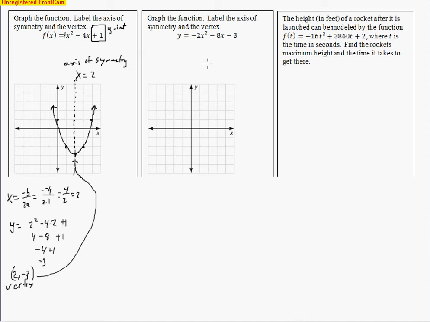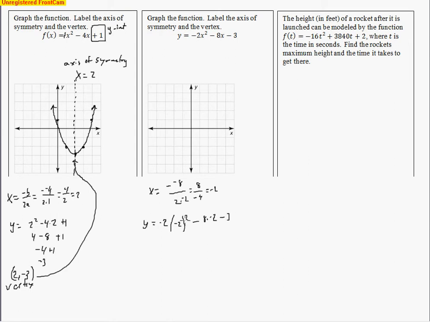So taking a look at the next one, I'll find the axis of symmetry first: negative b, so the opposite of negative 8, over 2 times negative 2. So that makes 8 over negative 4, which makes negative 2 this time. So I substitute in: negative 2 times negative 2 squared minus 8 times negative 2 minus 3.